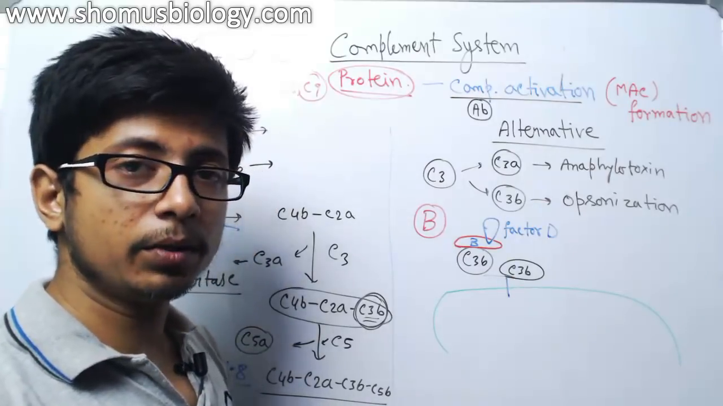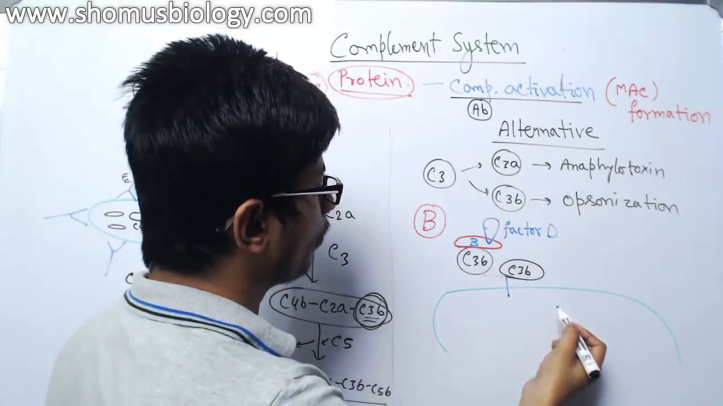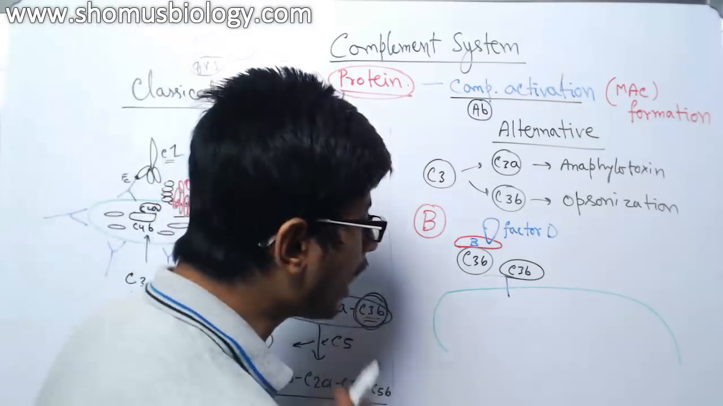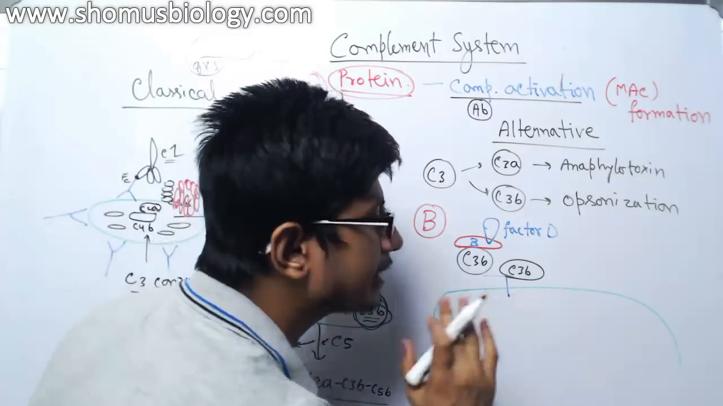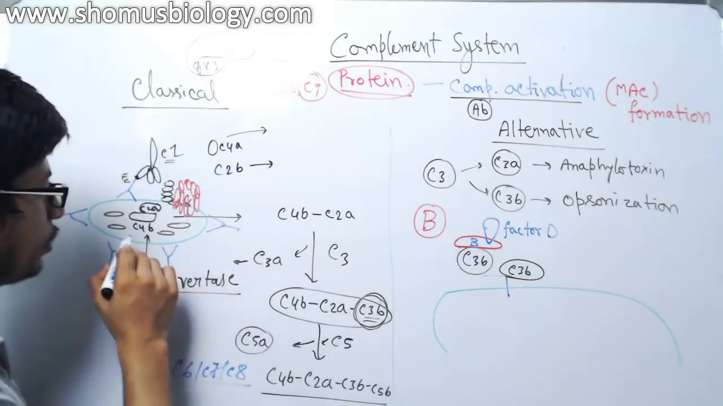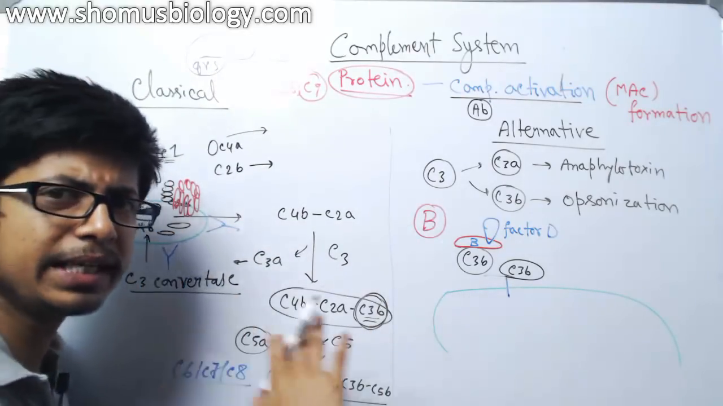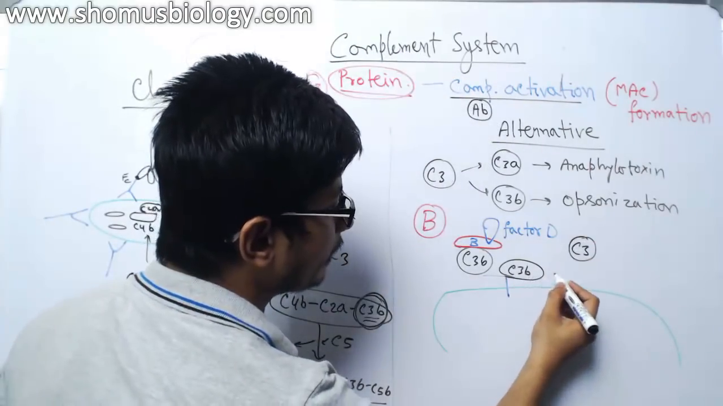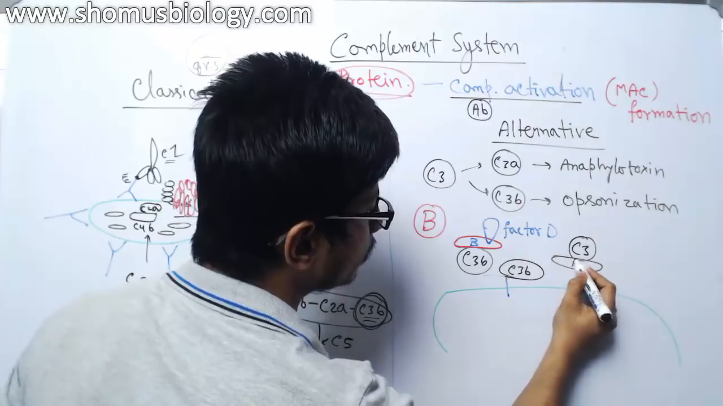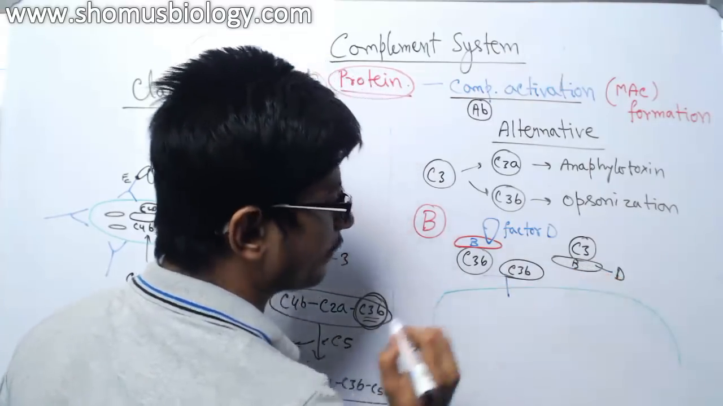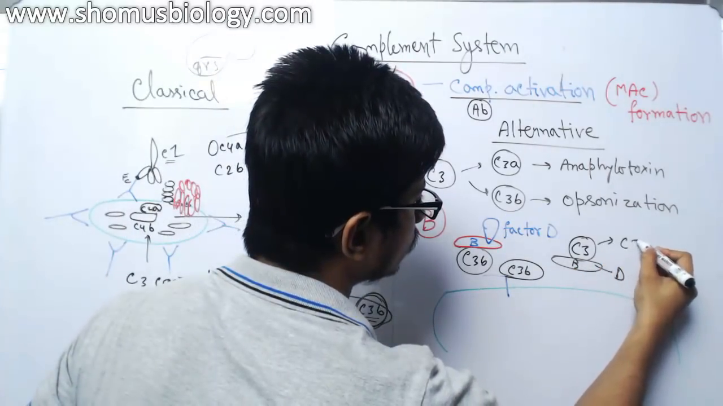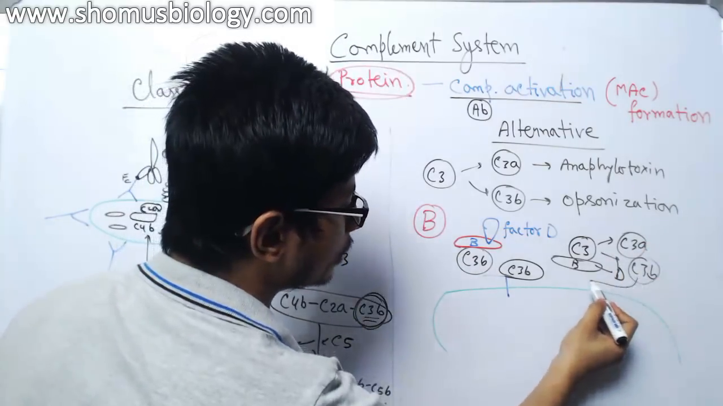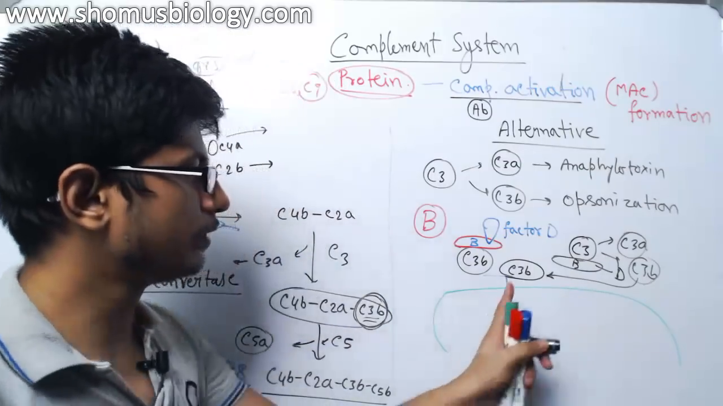Now what else will they do? They will now recruit more factor B, more C3. So now they don't need any C3 convertase, that is C4b2a, they don't need any of that. They just recruit C3. This C3b will go, factor B will be bound to the C3, D will activate factor B, and C3 will be broken down to C3a and C3b, and the C3b portion will be attached to the first one.